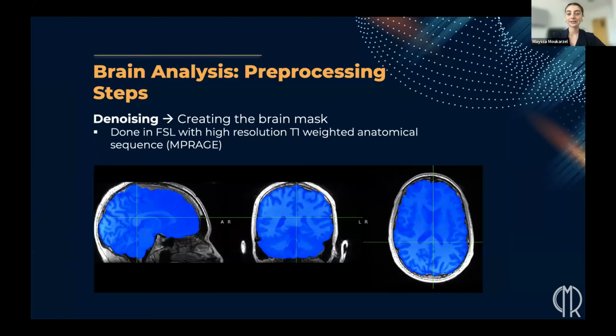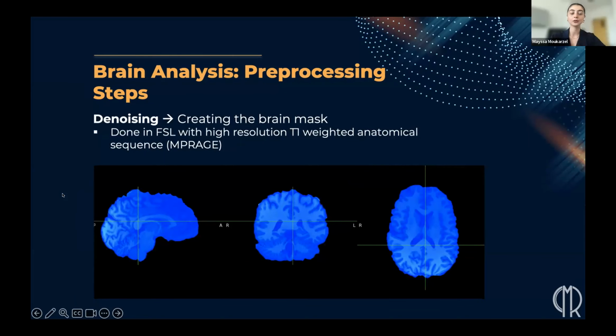Now, for the pre-processing steps of the brain, the first step was the denoising, which means basically creating the brain mask. And you do that again in FSL with a high resolution T1 3D anatomical sequence, in our case, MP-RAGE. And basically, you remove everything that is non-brain tissue. So for example, here the skull, and you end up with something like that. And then from there, we can do registration.